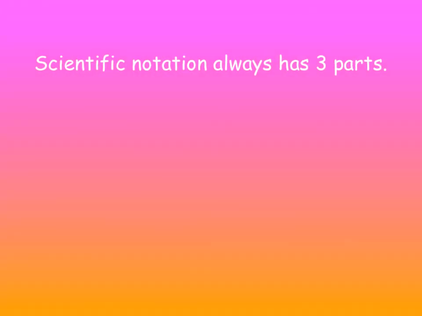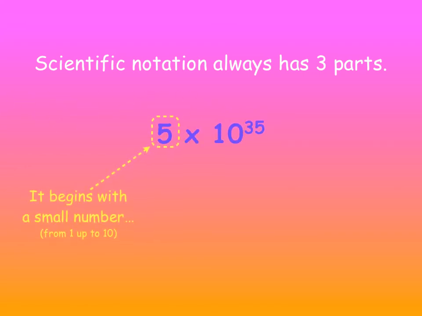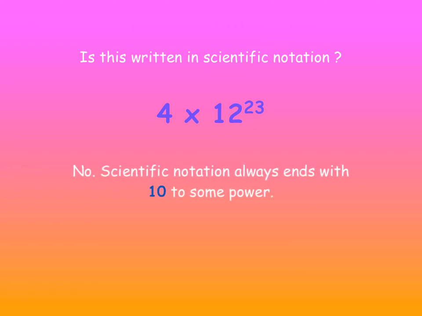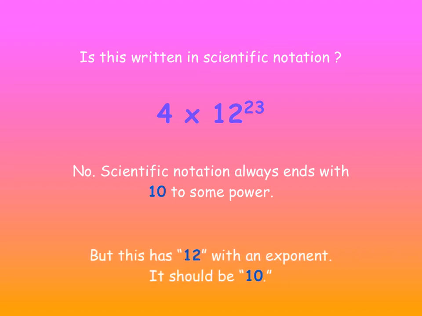Scientific notation always has 3 parts. It begins with a small number, from 1 up to 10. It's followed by a multiplication sign. Then there's 10 to some power, 10 with an exponent. Here's a little test. Is this written in scientific notation? 4 times 12 to the 23rd power. Well, it looks kind of like it, but no. Scientific notation always ends with 10 to some power. But this has 12 with an exponent, and it should be 10.